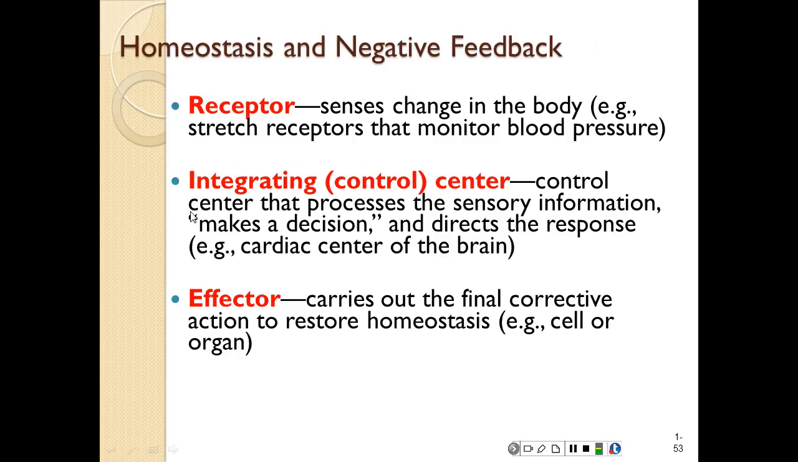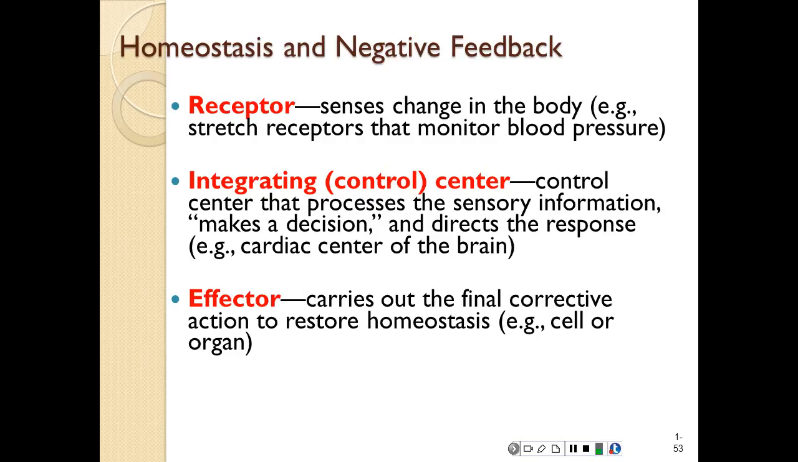Alright, so still with our homeostasis and our negative feedback, we have receptors, we have an integrating center, also called our control center, and we have our effectors. When we look at the receptors, they're the ones that are going to sense the change in the body, such as the baroreceptors. You have receptors in your skin. Also, you have chemoreceptors that deal with the various changes in the hormones and stuff in the body. But we have these that are going to detect any type of change that's not normal.